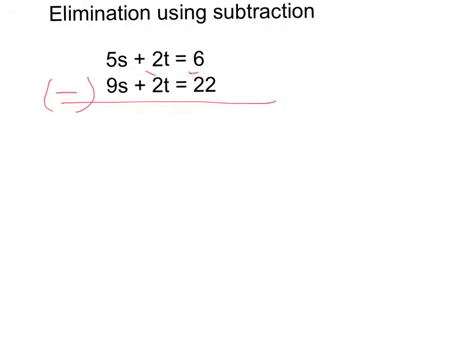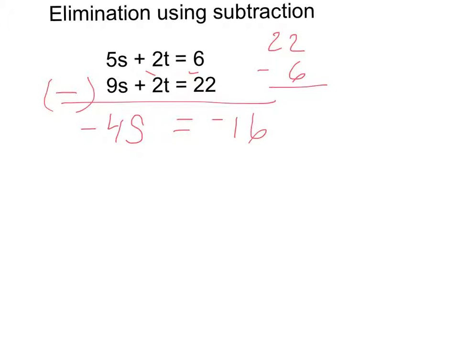and a lot of times I just put a negative sign where those terms are, or the opposite sign. So 5s minus 9s gives me negative 4s. 2t minus 2t goes to 0. Okay, and we can go ahead and erase that now. And then 6 minus 22, I can think of it as 22 minus 6 if you prefer, and that's going to give you negative 16.